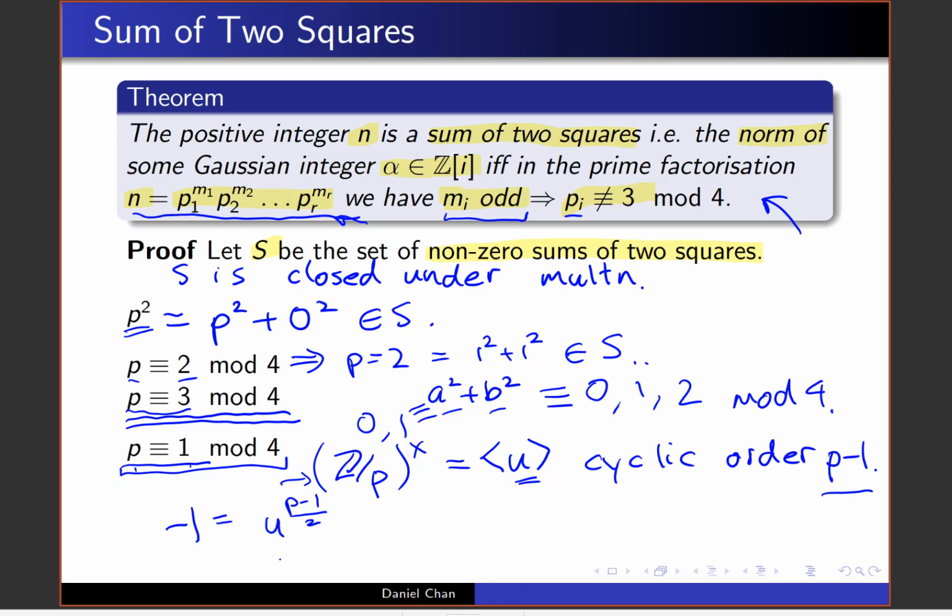Okay. And then one way to write this is, remember, p is congruent to 1 modulo 4, so you can actually divide this by 4 and get an integer. So this here, minus 1, is the square of u to the (p minus 1) on 4. So this is a square.